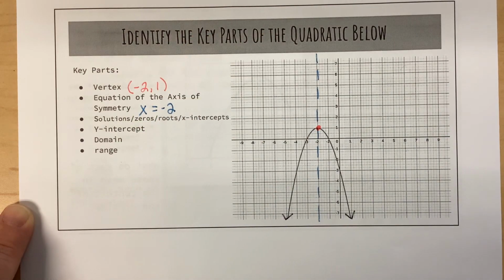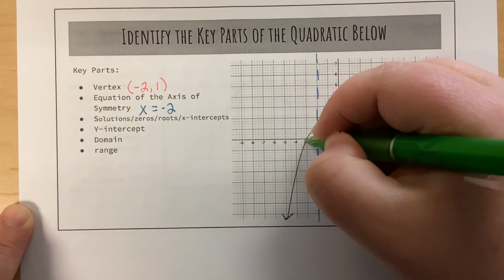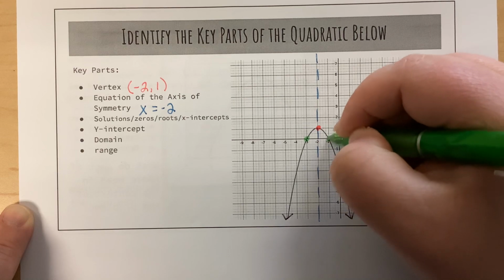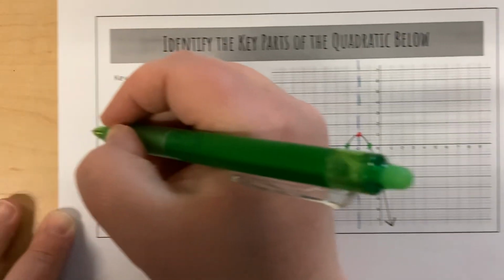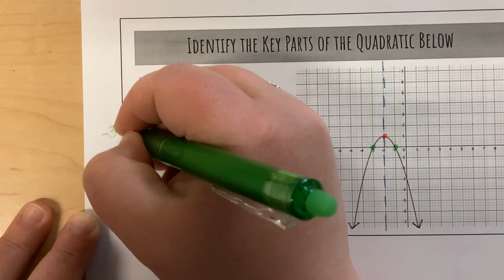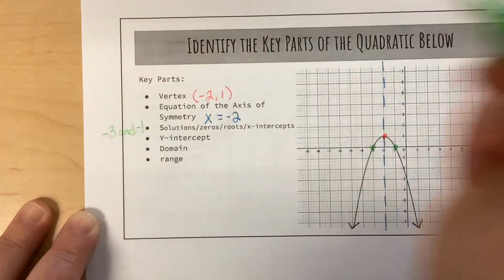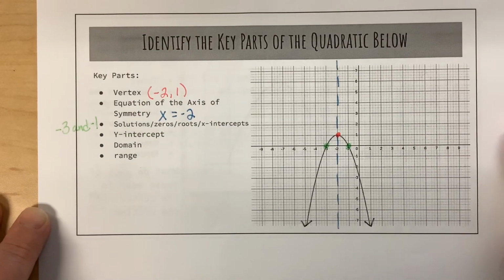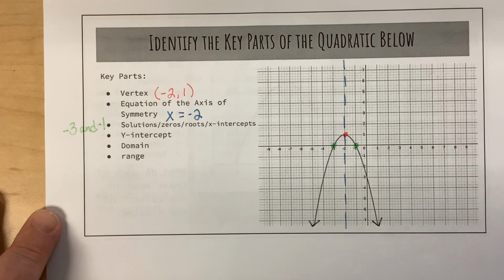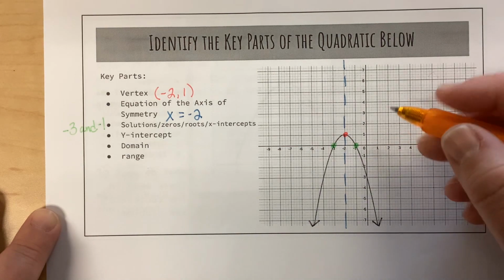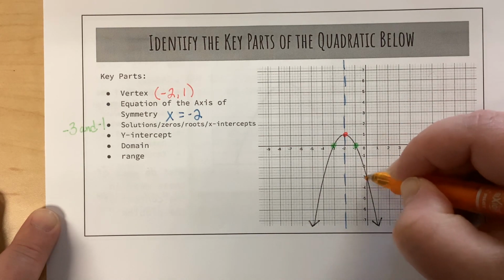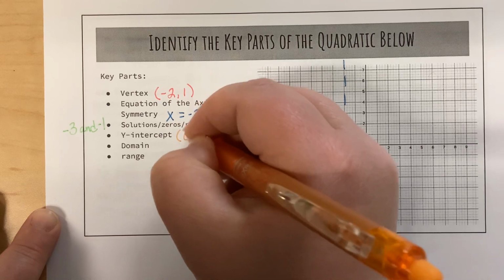This one still has two solutions. One of them is at -3. One of them is at -1. So I'm going to say -3 and -1. All right, so let's talk about the y-intercept. This time it is not one of the solutions. It's right here at (0, -3).